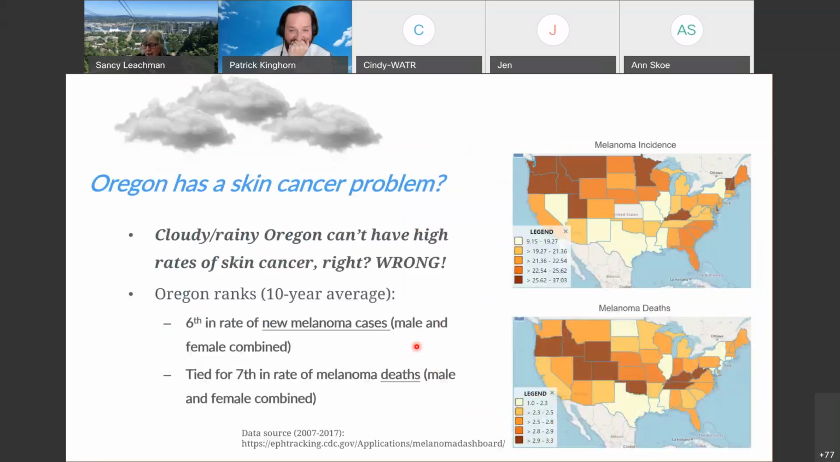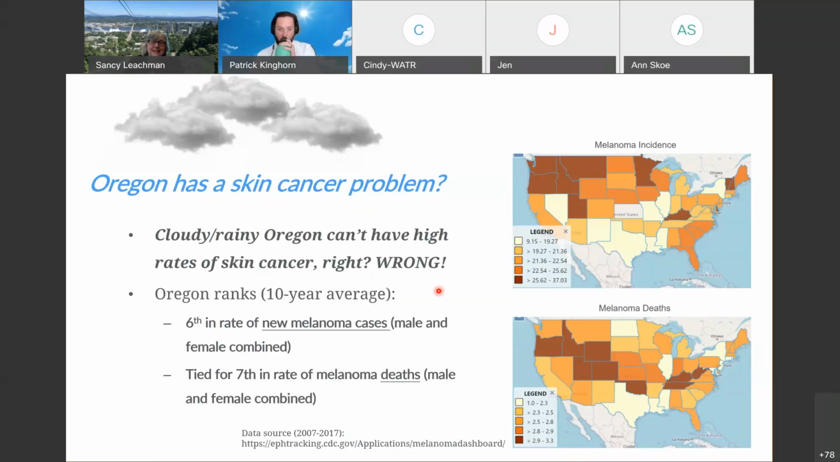So here we go. Oregon has a skin cancer problem. And I think that's not commonly known, actually. Everybody on this call may know that, but they've probably learned the hard way, either by having some experience themselves with skin cancer or in somebody that they know or love. And I like this comment: cloudy, rainy Oregon can't have high rates of skin cancer, can it?